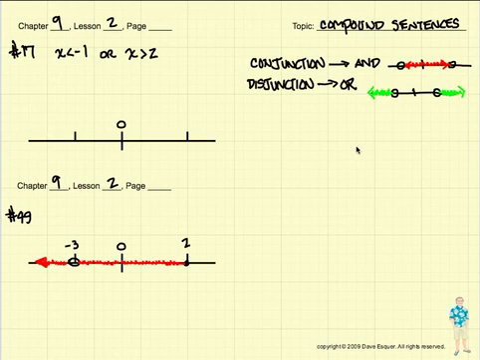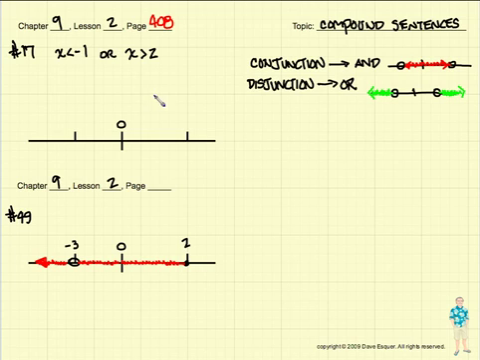Oops, it's on page 408. Let's turn this back to black. And number 17 says, let's make a graph. We're doing some compound sentences. Let's just review really quickly, though. We're either going to have conjunctions or disjunctions today.